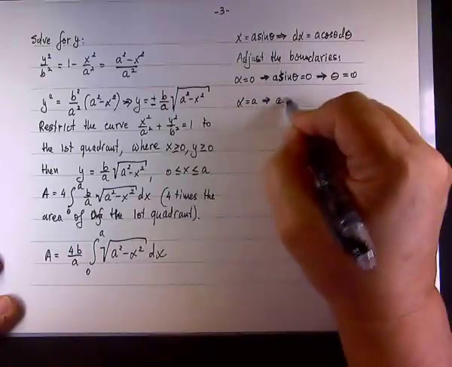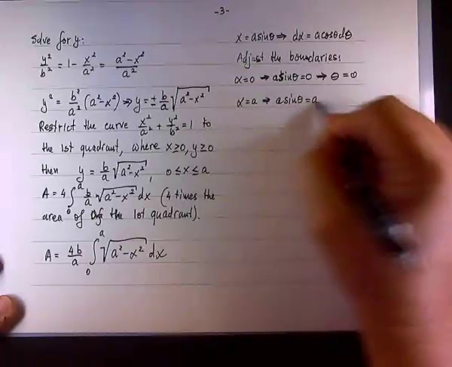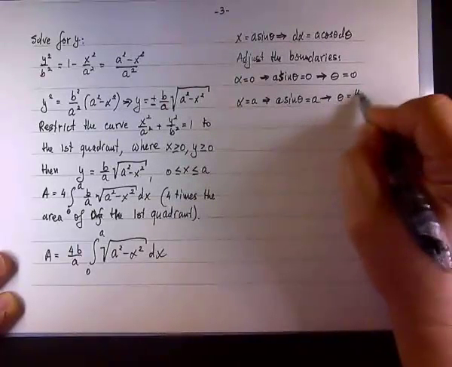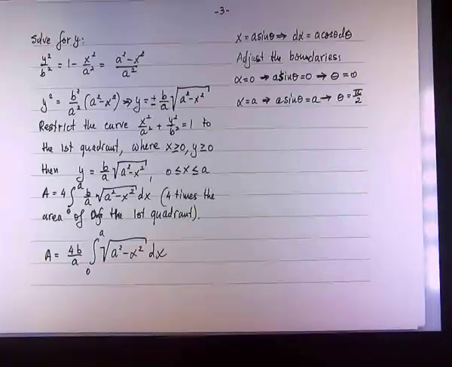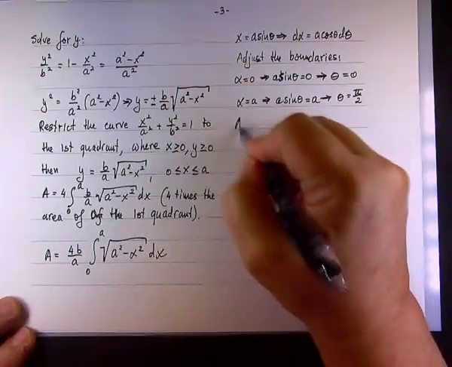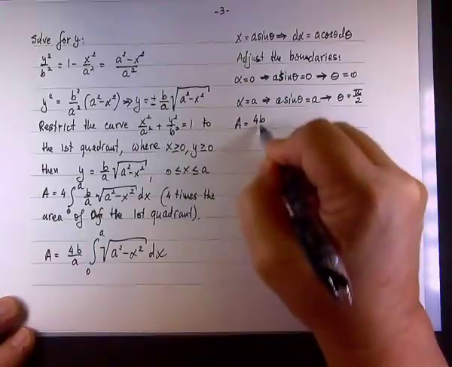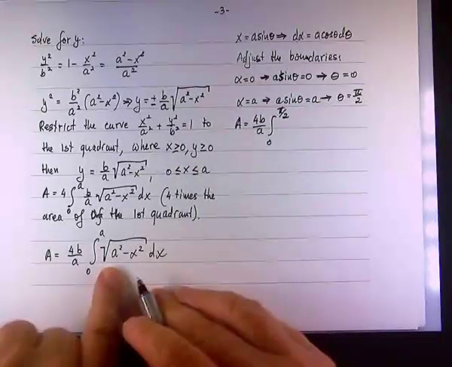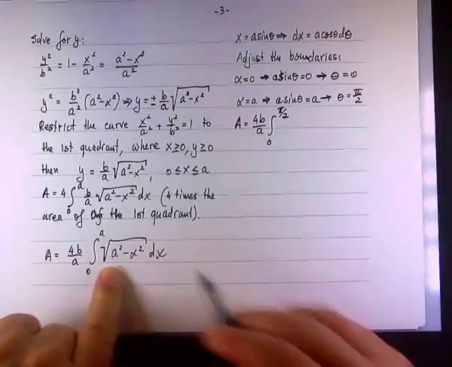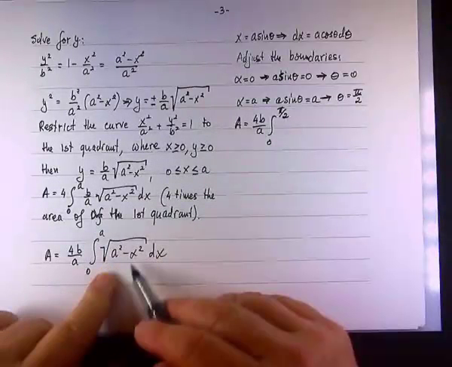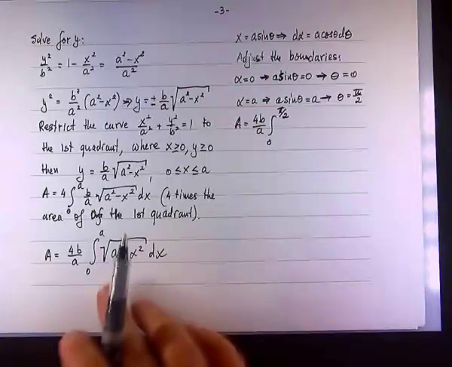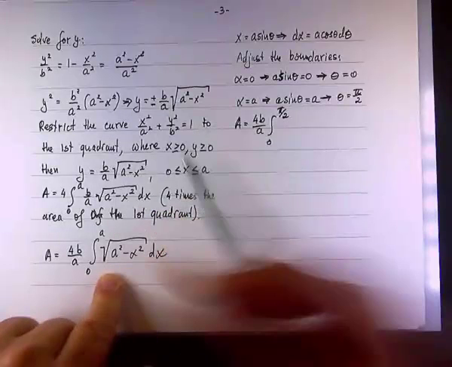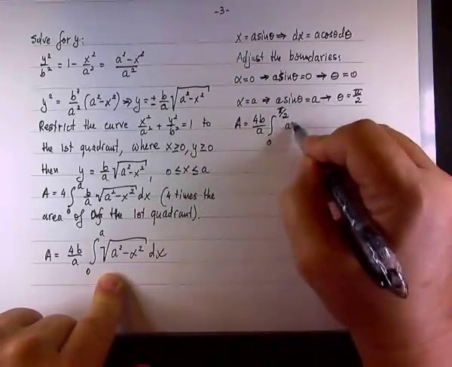Now what about when x equals a? Well, when x equals a, a sine theta equals a, which forces sine theta to equal 1, or theta to equal pi over 2. So now we can adjust the boundaries, and we have 4b over a times the integral from 0 to pi over 2, like so. And instead of the radical, we have, remember, a squared minus a squared sine theta squared.